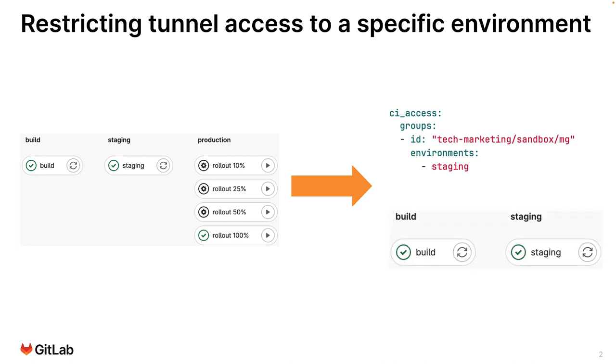Once the agent configuration has been updated with this restriction, the pipeline only has access to the staging environment and no longer to the production environment as depicted on the bottom right side of this image.